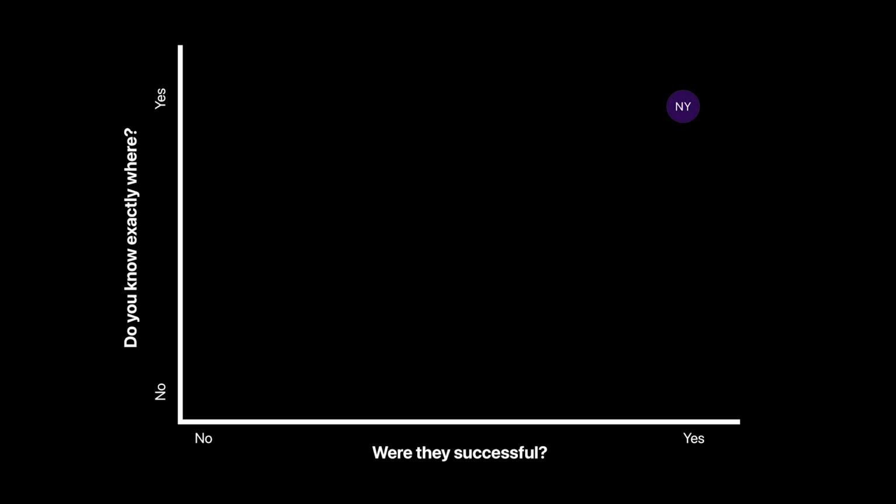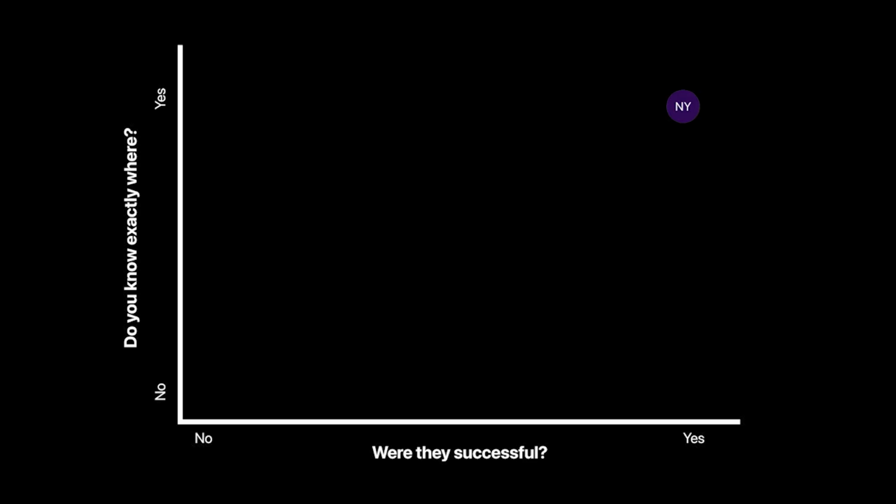So I tried making this visual that helps show the relationship of these codes. I like to think of it by answering these two questions. Do you know exactly where the bird nested? And were they successful? Specifically meaning, did they produce young? At one end of the spectrum, we have the highest code, which is NY for nest with young.